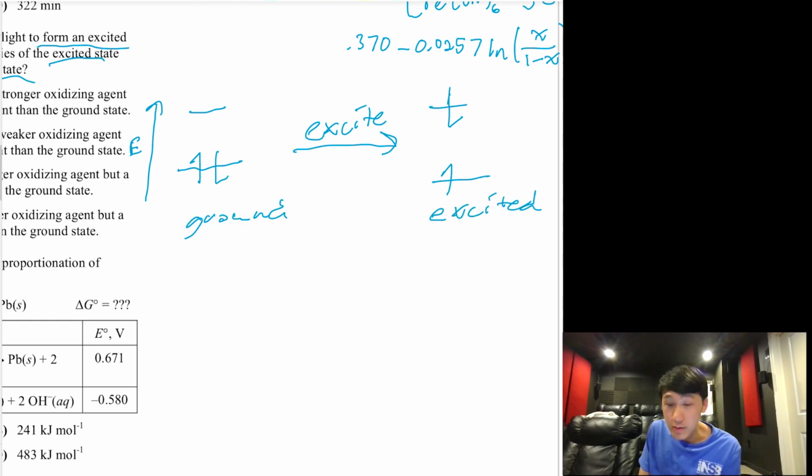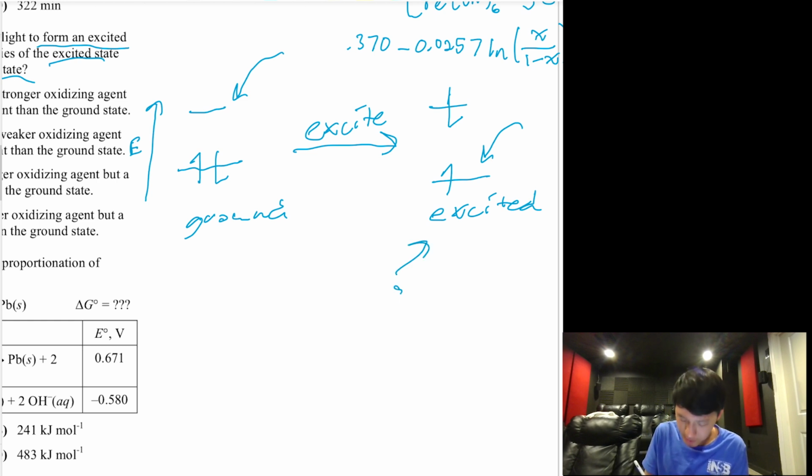Now the question asks us to compare the redox properties of each of these states. So what does it mean to be an oxidizing agent? Well, that means you're accepting electrons. Now which one do you think is going to be more spontaneous? If we're accepting an electron in a high energy molecular orbital like this, or we're accepting an electron in a lower energy molecular orbital like this? Well, clearly, it's going to release more energy when we go to a lower energy molecular orbital because that electron is going to be more stable. So this excited state is going to be a stronger oxidizing agent.